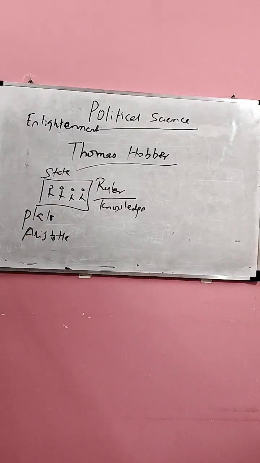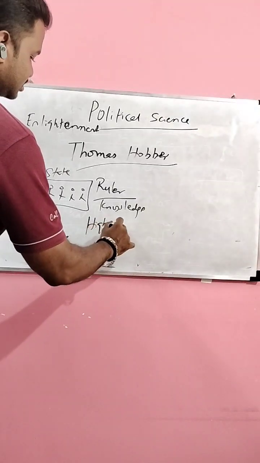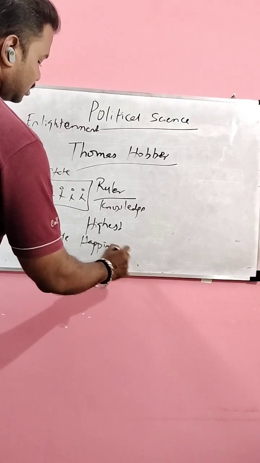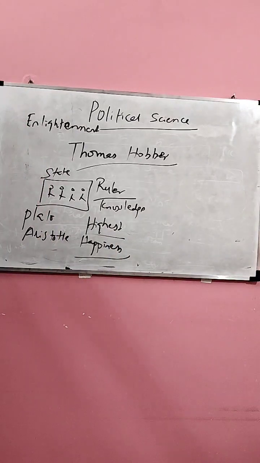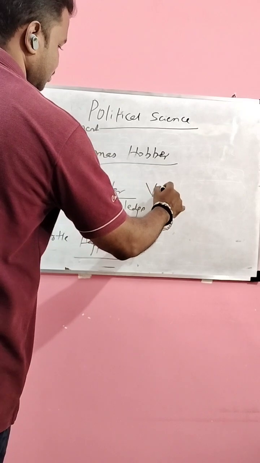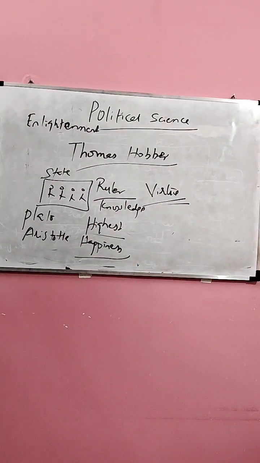When you see such a system, the highest happiness can be attained in the state. This is how Plato and Aristotle looked at the concept of state. They gave importance to the virtue called justice.